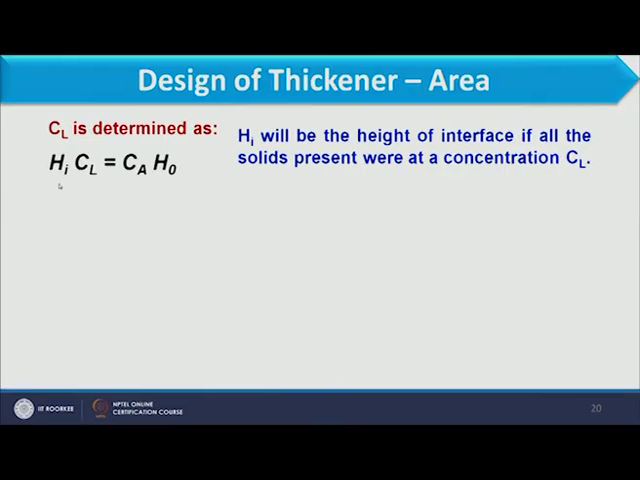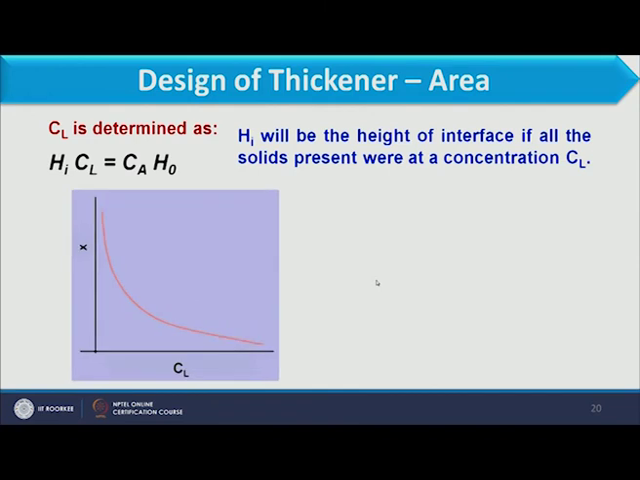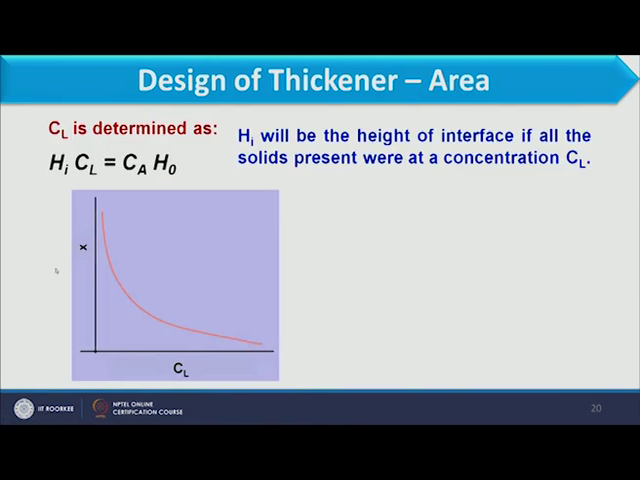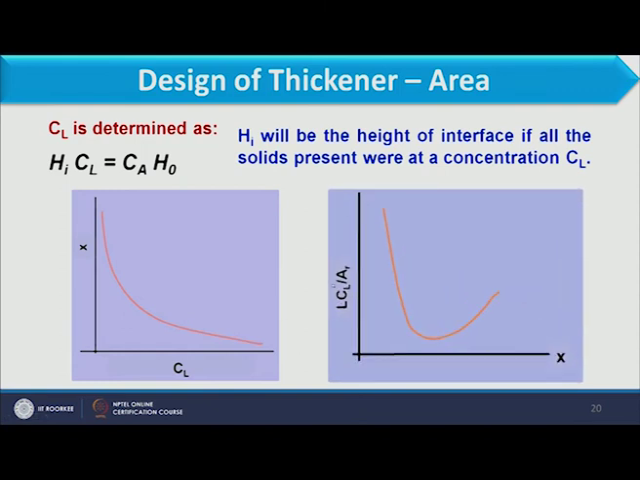Its relation is hi Cl equal to Ca h naught, where hi is the height of the interface if all solids present were at the concentration Cl. So how can I find hi? We can find hi at any point. If you see this figure, at any point where I have drawn the tangent, where it cuts the y axis, that point we call hi. So here we have drawn different values of x as well as Cl. Cl I can find from the different hi values.